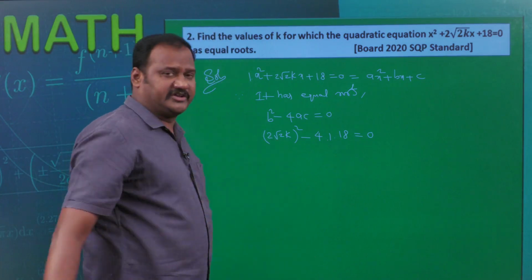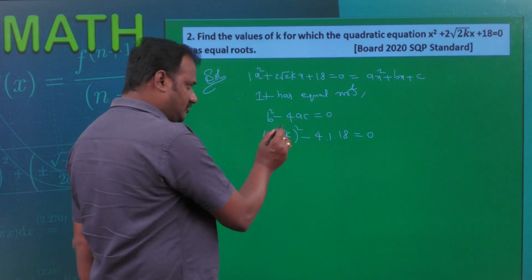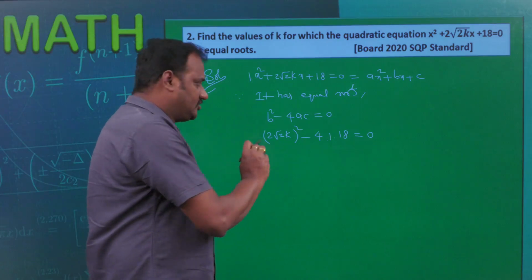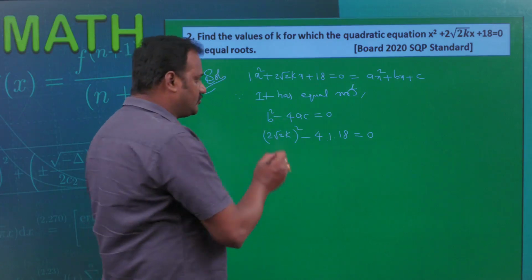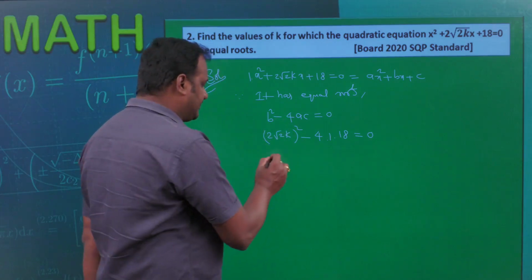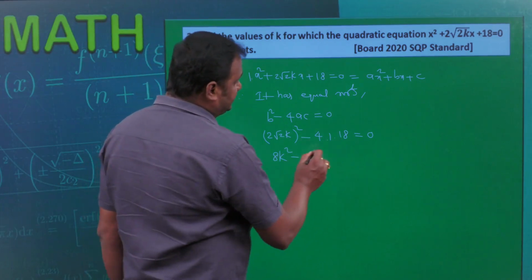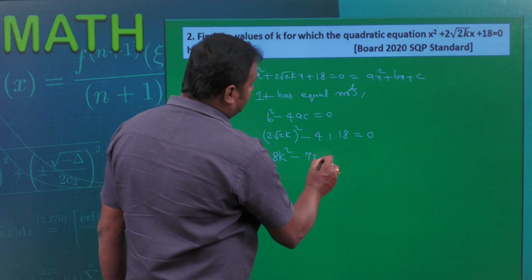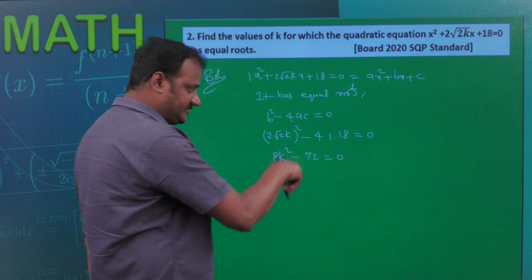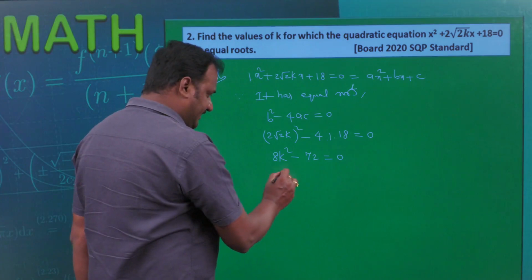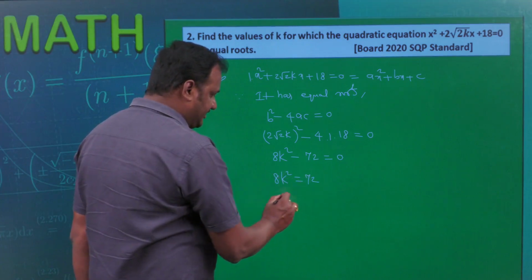What is 2 root 2k whole square? 2 square root 2 whole square k whole square. 2 square is equal to 4. Root 2 whole square is equal to 2. 4 2s are 8k square minus 18 4s are 72 is equal to 0. So transpose minus 72 that side. Then 8k square is equal to 72.